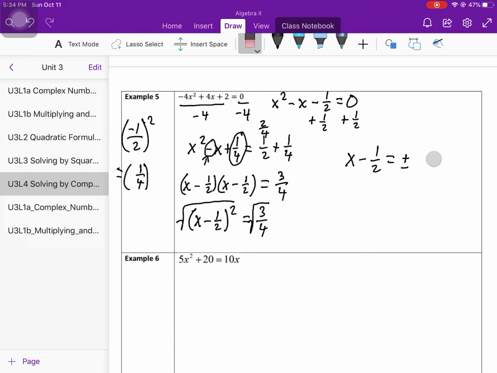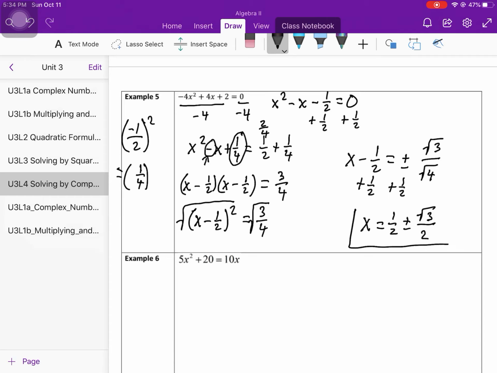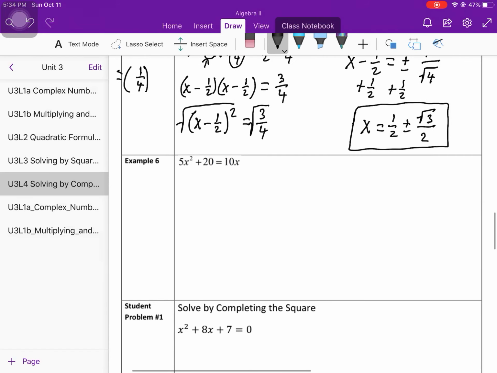Now the square root of 3/4 we can actually rewrite. This is a trick for rewriting fractions. You can separate it out as the square root of 3 divided by the square root of 4. And we actually know what the square root of 4 is. Square root of 3 is not a nice number. So when we add 1/2 to both sides, this is what it'll look like. X equals 1/2 plus or minus the square root of 3 over 2, because the square root of 4 is 2. And we can leave our answer right there like that.